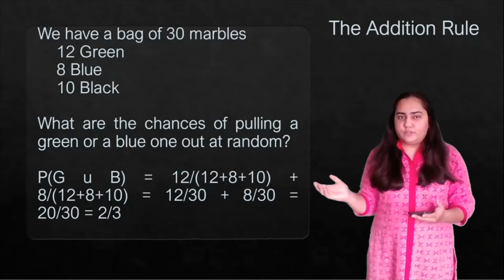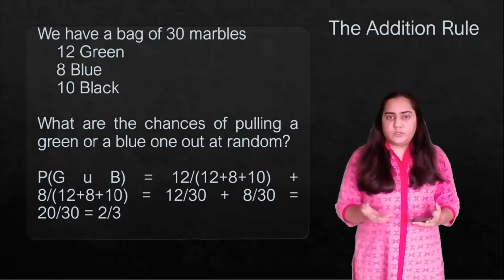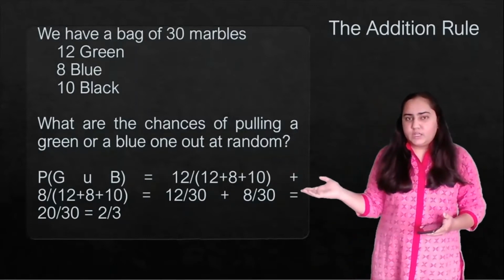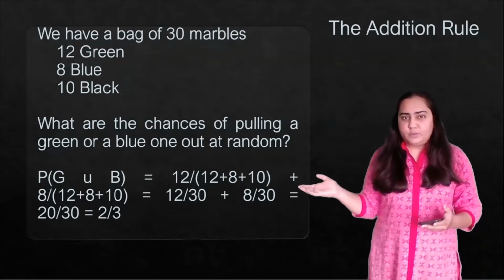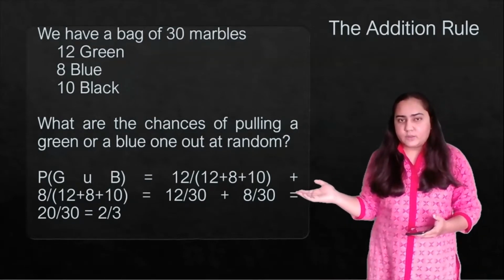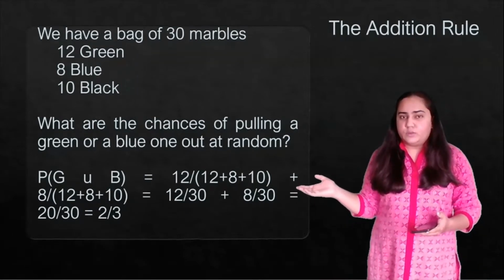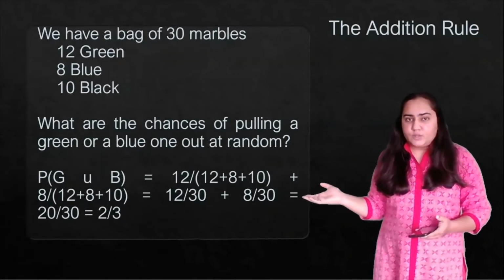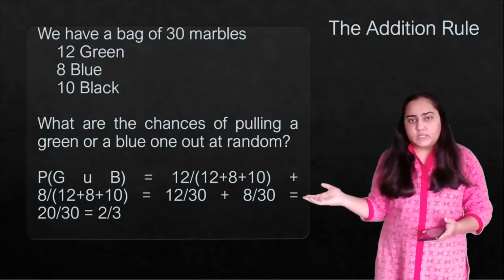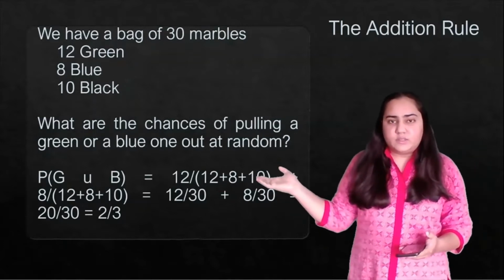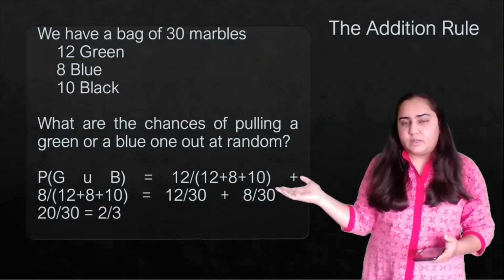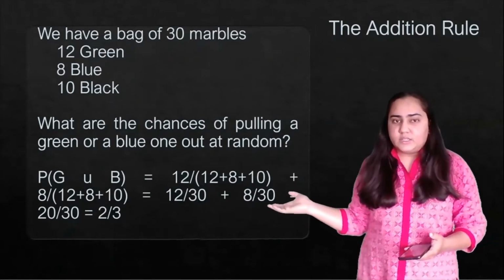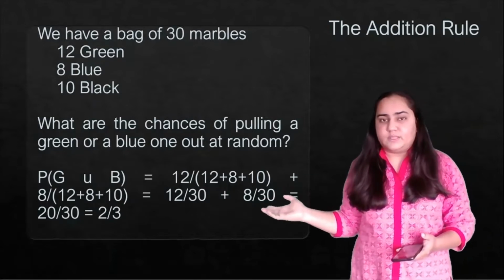So it is P of G union B, which is going to be equal to 12 divided by 12 plus 8 plus 10, because that is the total, and then you're going to add to it 8 divided by 12 plus 8 plus 10.